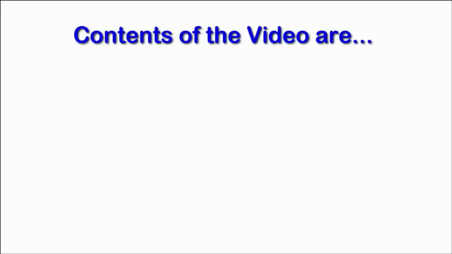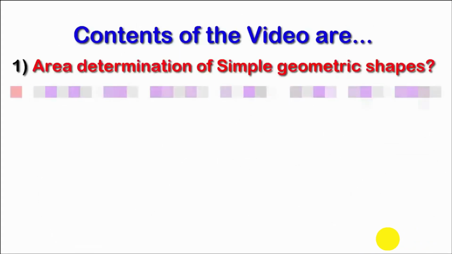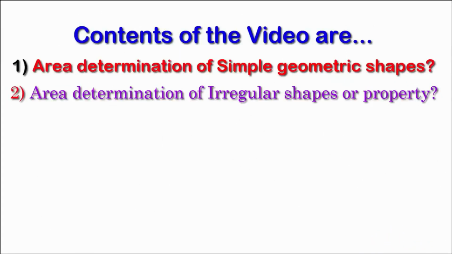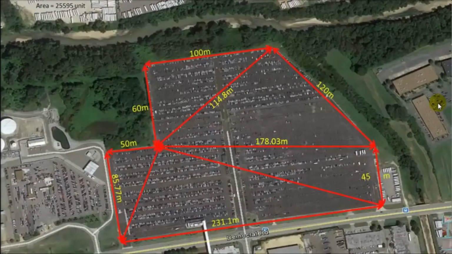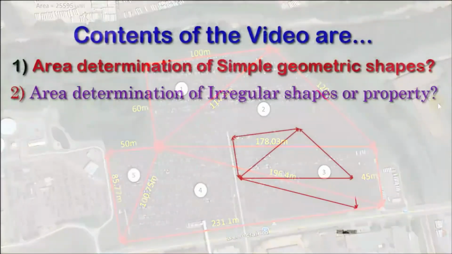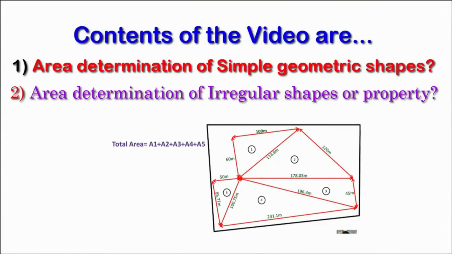In this video, we will learn area determination of simple geometric shapes, and this will be a little quick because everybody understands the basics. The main goal is to determine the area of irregular shapes, like an irregular rectangle, or in short, irregular polygons, because everything is a polygon when it comes to area determination except shapes having curves.